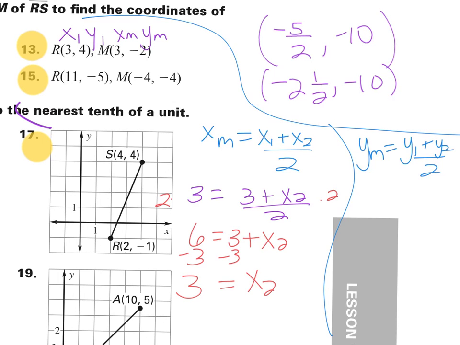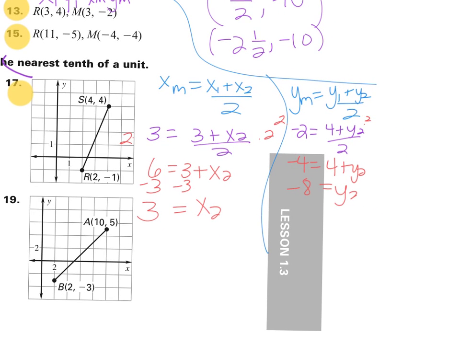I'm going to do the same thing on the other side. The y coordinate of my midpoint is negative 2. y1 is 4. Multiply by 2. Negative 4 equals 4 plus y2. Subtract the 4, and I get negative 8. So the coordinates of my endpoint would be 3, negative 8.